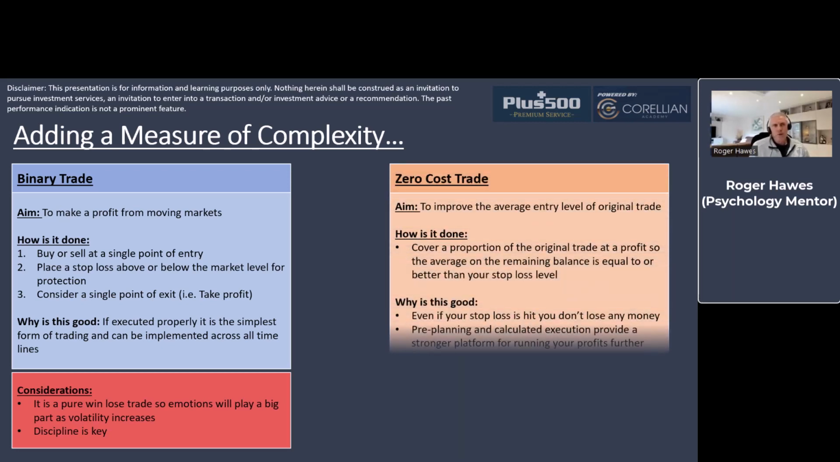So if we move maybe one simple step further in terms of complexity of our order management, we can look at a zero cost trade. Well, what's the aim of that? Whilst it's still to take profit from moving markets, our goal here is to improve the average entry level of our original trade.